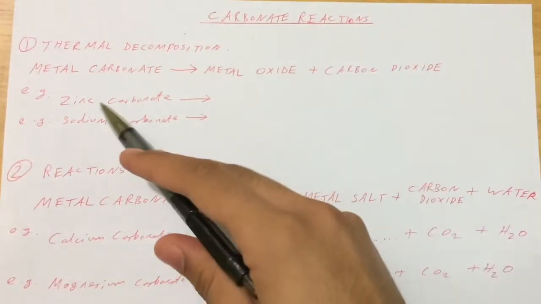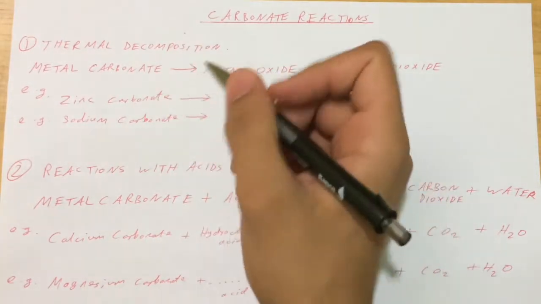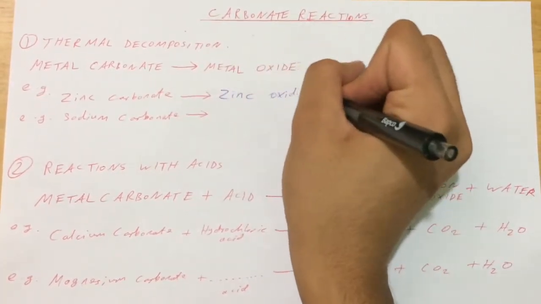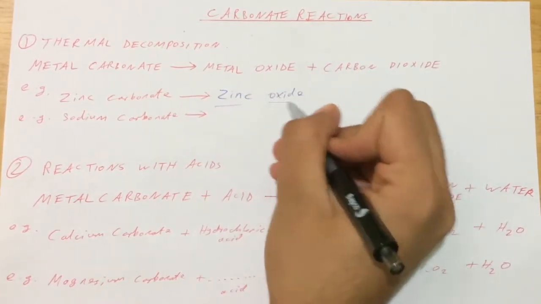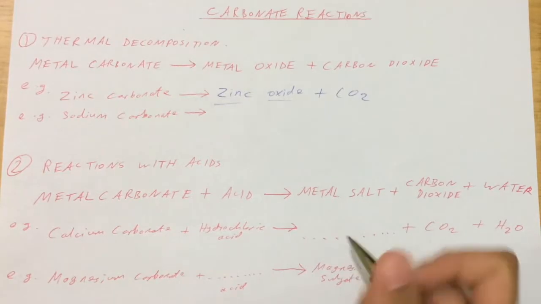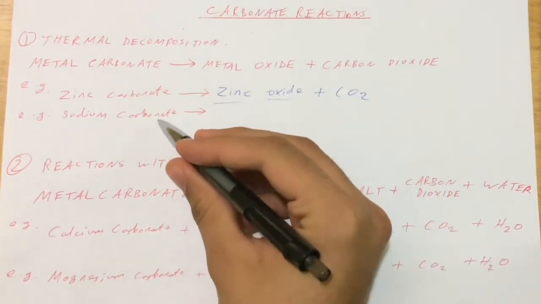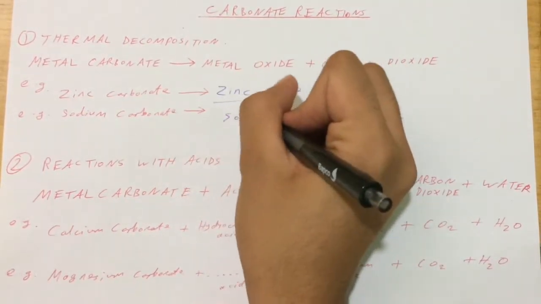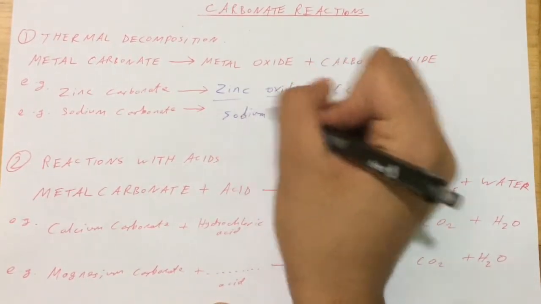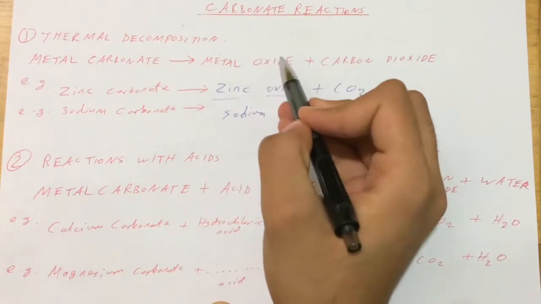Here we have some examples. Zinc carbonate will thermally decompose to give you zinc oxide. Here's our metal, here's our oxide part, and obviously carbon dioxide is given off. Sodium carbonate thermally decomposes to give you sodium oxide. It's straightforward. Metal, then the oxide.